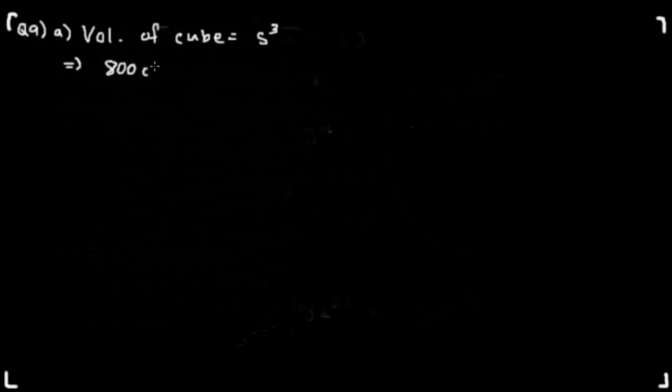So 800. They're asking us to find the side length here. So 800 centimeter cube is equal to side cube, right? Now, from here, we want to get rid of this cube. How do we get rid of this? We're just going to take a log of both sides. I'm going to use lg for this.